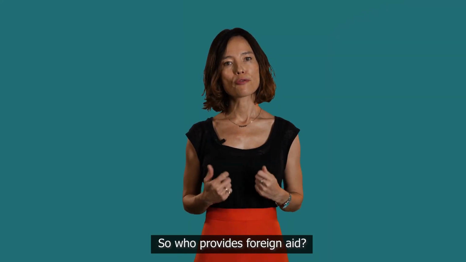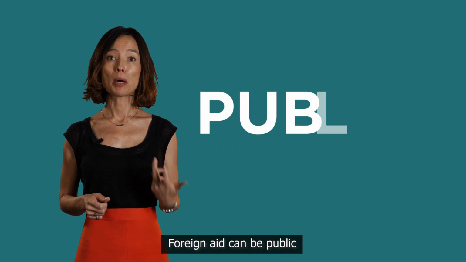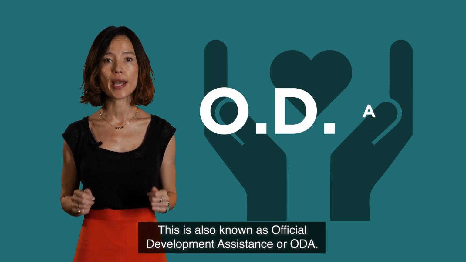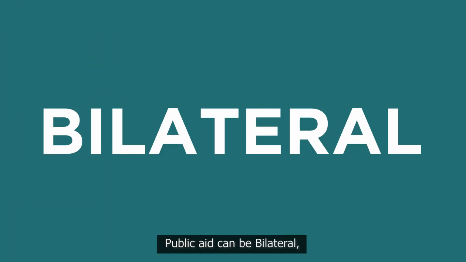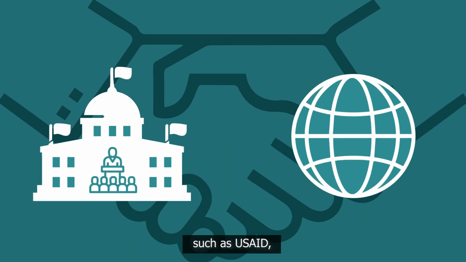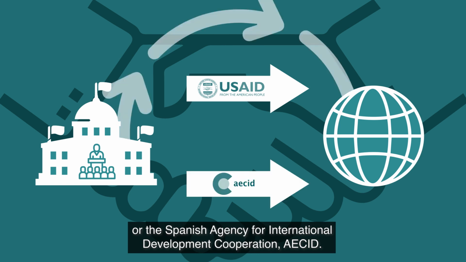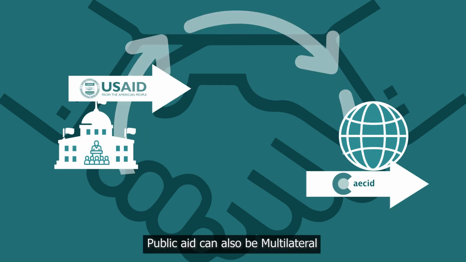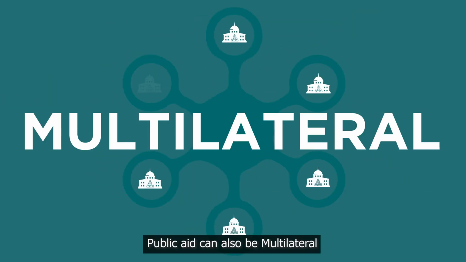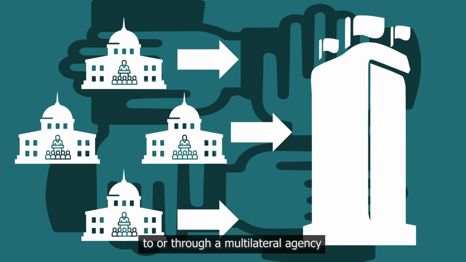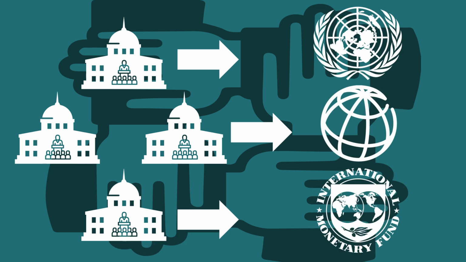So, who provides foreign aid? Foreign aid can be public. This is also known as Official Development Assistance, or ODA. Public aid can be bilateral, given by the government of one country to another, such as USAID or the Spanish Agency for International Development Cooperation, AECID. Public aid can also be multilateral, which is aid provided by one or multiple countries to or through a multilateral agency such as the UN, the World Bank, or the IMF.